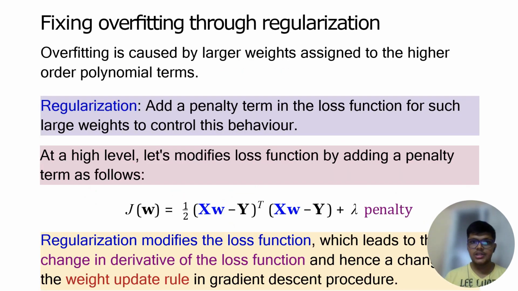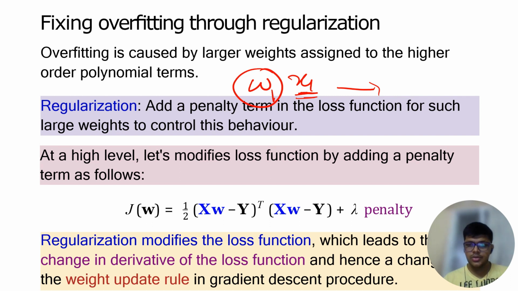Then, fixing overfitting through regularization. Overfitting is caused by larger weights assigned to higher order polynomial terms. So if, say, W1 has a very high value, then it is saying that X1 is of the highest importance, and other features are going to have very low usability for the model. So what we try to do is add a penalty term, and this will control the behavior of our model. Regularization modifies the loss function, which changes the derivative of the loss function, and hence changes the weight updation rule in our gradient descent.